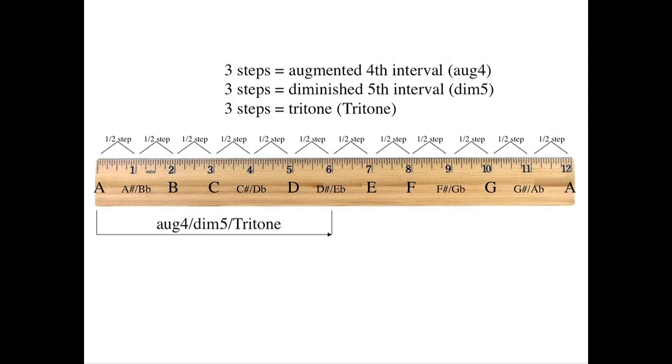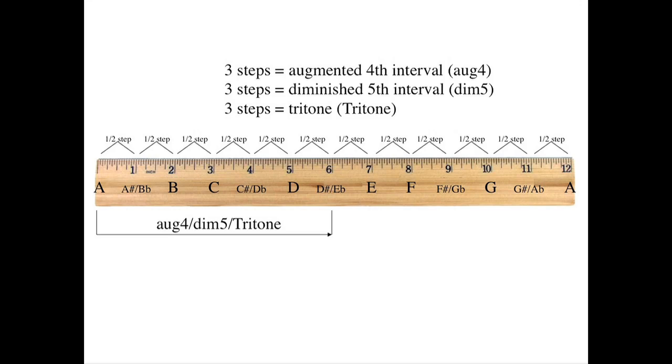Now, I don't want you to bend your brain too much trying to figure this one out. You can come back to this one later. Just trust me, this one's got 3 names, and in music theory it's considered one of the most dissonant intervals, okay? So we go from A up to D sharp or E flat when we're ascending.